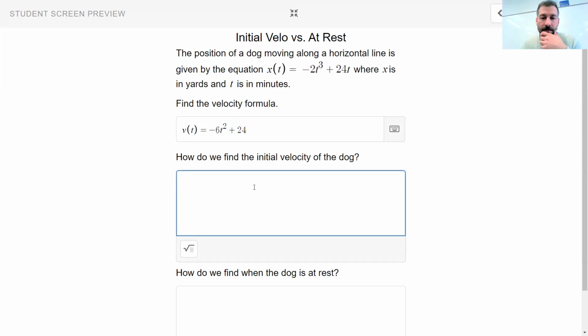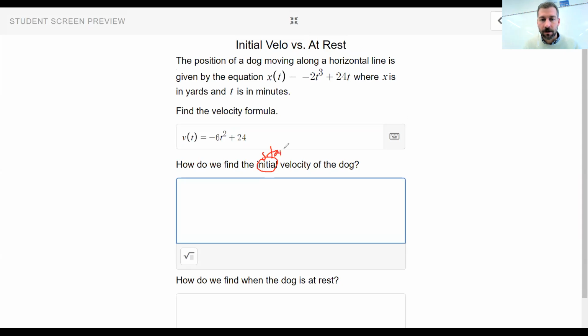But then it asks you this: how do we find the initial velocity of the dog? Now this, you're really copying stuff down. This is really just notes here. How do we find the initial velocity? Well, initial is really a key word for start, right?